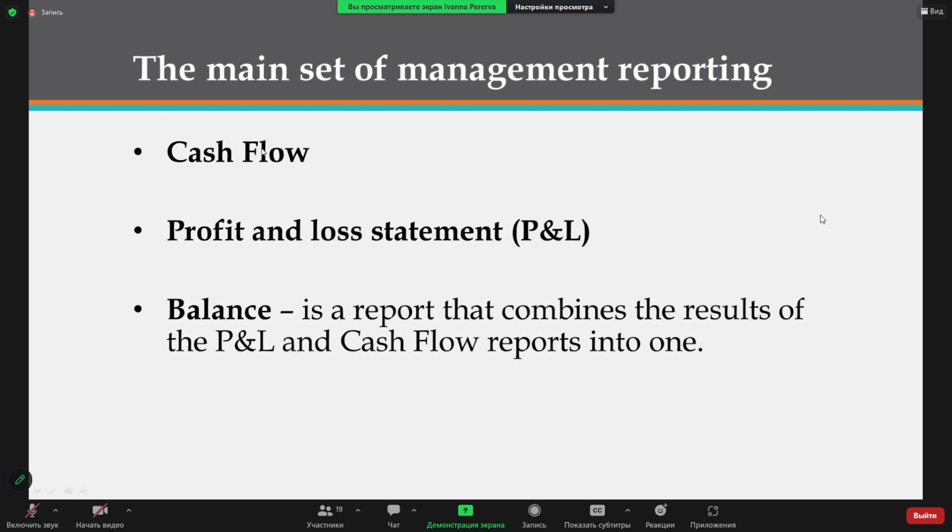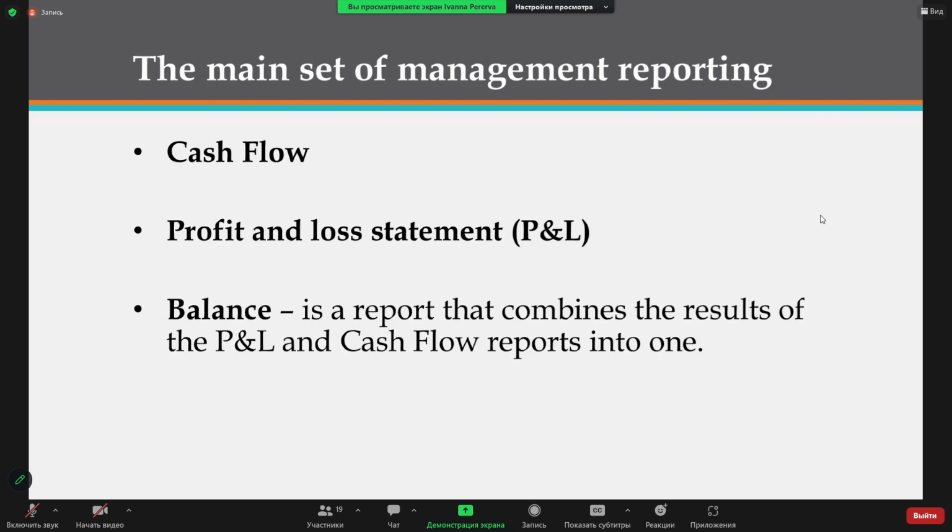Yeah, now that's all about cash flow. Next one, it's profit and loss statement or P&L. This report allows us to estimate profitability of your company and consists of two sections: income and expenses. But don't mix it with balance sheet where we have assets and liabilities. It's different positions and different reports.